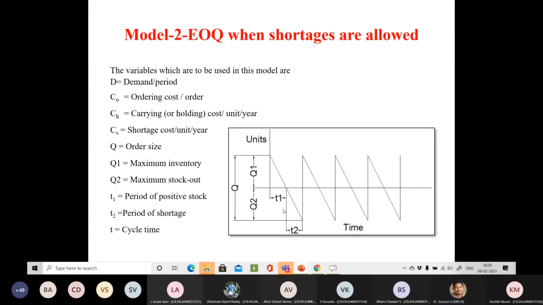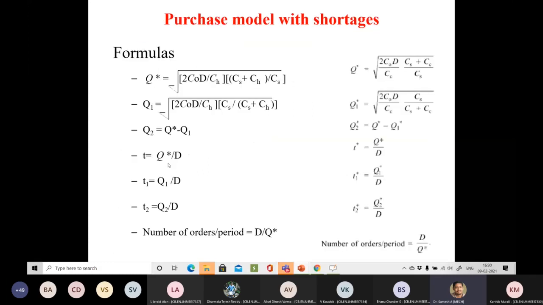Q is the order size. The ordering cost per order is C0, CH is the carrying or holding cost per unit per year. One more cost to take into account is CS, the shortage cost per unit per year. This is the addition in the second model, so as a result the formula is going to change.